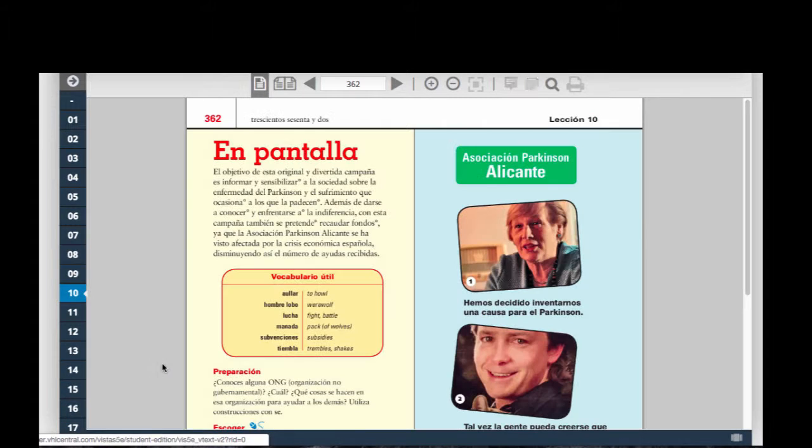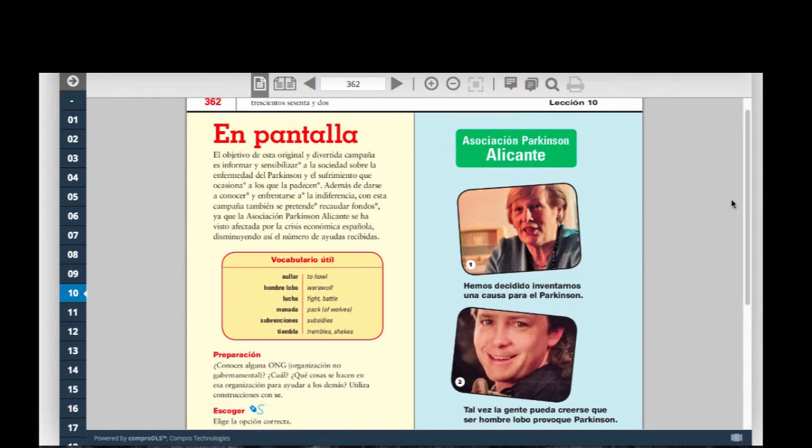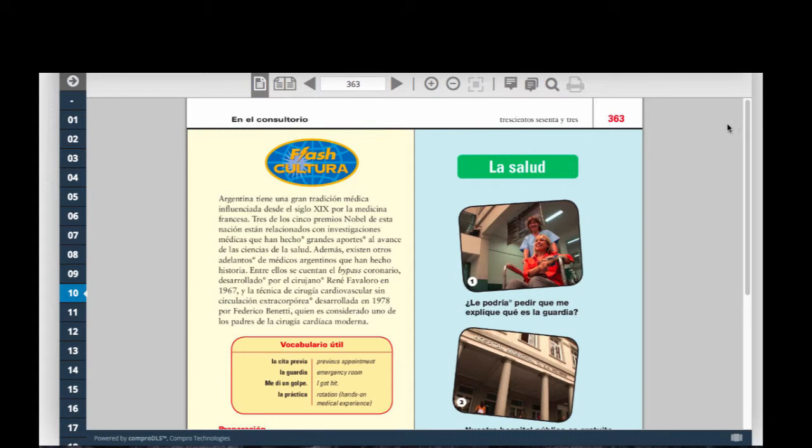En pantalla is an advertisement, a commercial of an association against Parkinson, and they become wolves. So it's a pretty tender one. You would like to see it, so please, you have to watch it. And then Flash Cultura talks about health. This reporter has to go to the hospital, a La Guardia, and she's in Argentina. She tells us a little bit about how the health system is in Argentina.